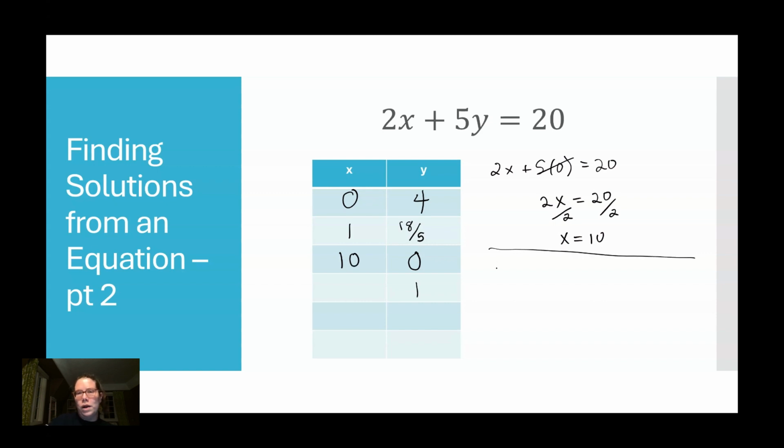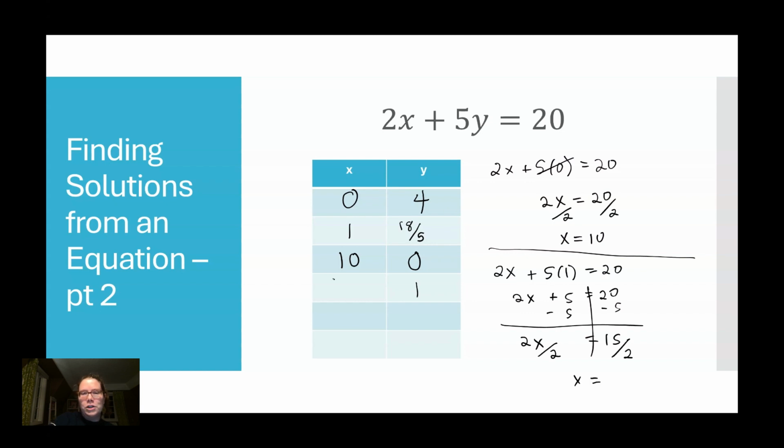Now we're going to try it for 1. 2x plus 5 times 1 equals 20. So 5 times 1 is just 5. We're going to subtract 5 on both sides. 2x equals 15. And when we divide by 2, again, I would just leave this 15 over 2. You could put it as 7.5 if that's what you wanted. I like the improper fractions better. So, picking truly any number, plugging it in for x or y, and then simplifying to get the other variable, x or y, all by itself.